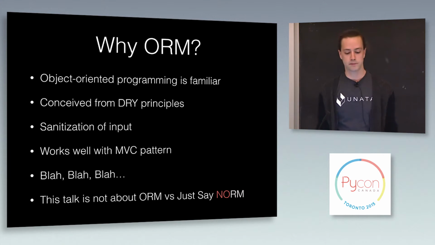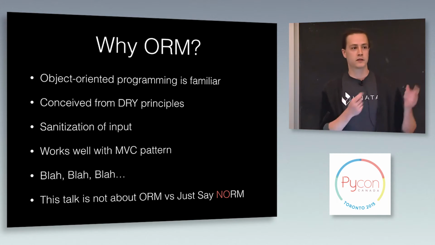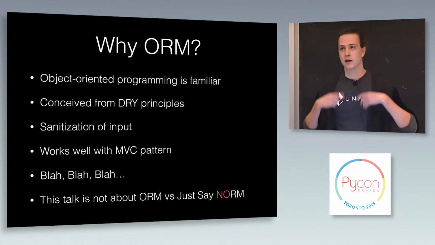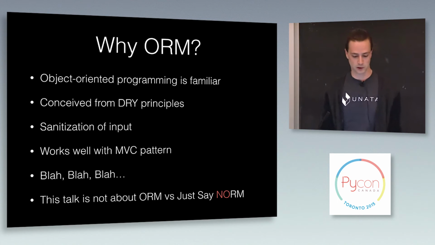So why use an ORM? Object-oriented programming is familiar. A lot of people understand it and pick it up quickly, and I think that's one of the reasons why people like ORMs. It's also conceived from don't repeat yourself principles. The problem was, we have these objects, now we have a relational database. How do we persist these? And then it's generalizing over and over again until you have a very general framework for doing that.